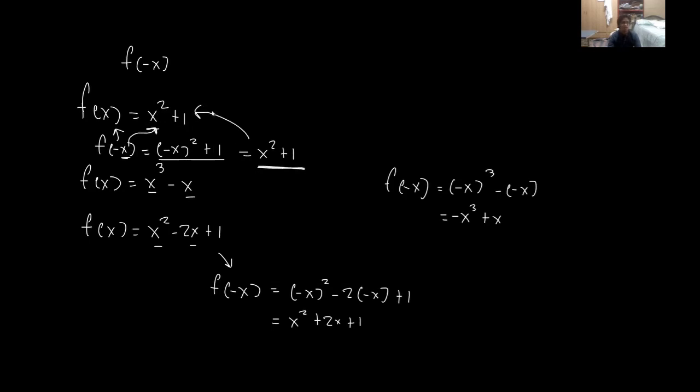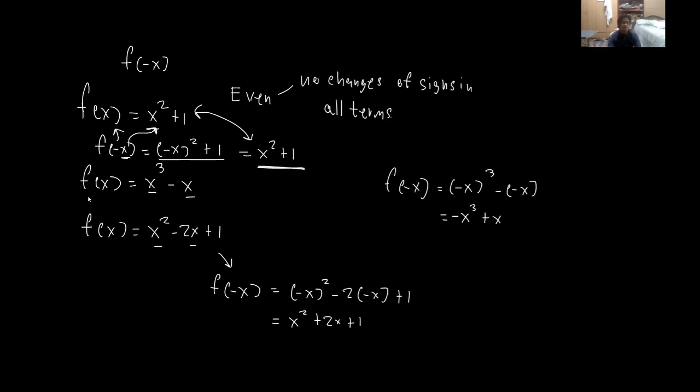So these two have the same signs in each of the terms. Therefore, this is an even function. Even function exists if there is no change of signs, or let's just say no change of signs in all terms.